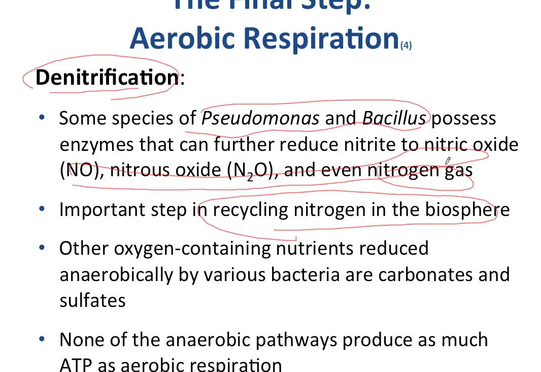So when these cells utilize the energy, they eventually produce nitrogen gas, to recycle the nitrogen on our Earth. The other compounds can be carbonates and sulfates, and they can also make ATP.